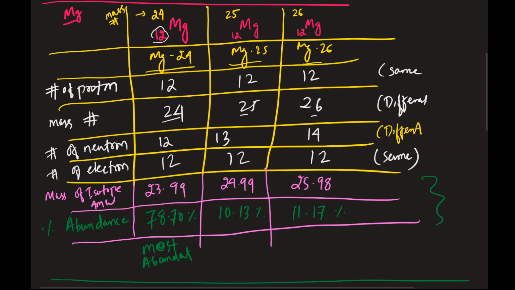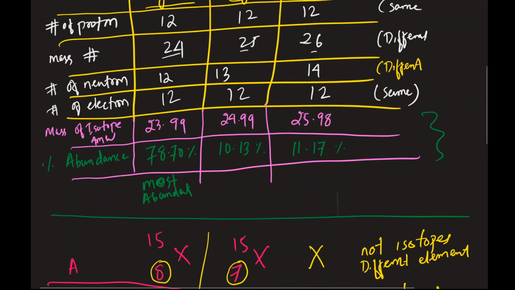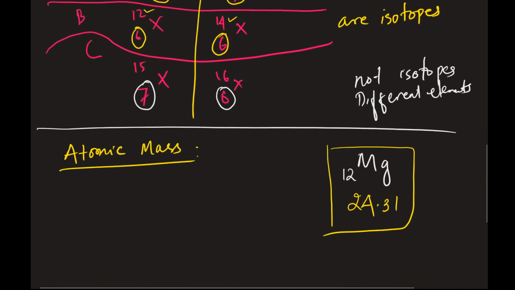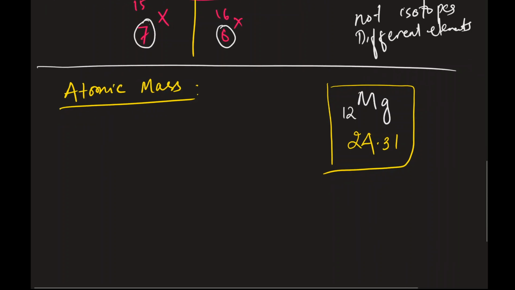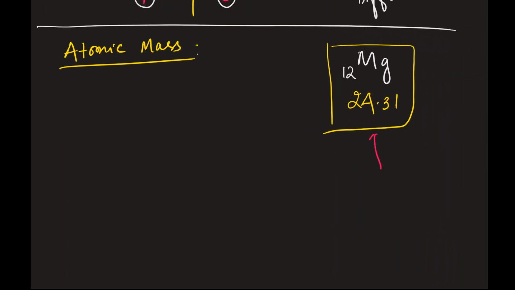So we have to find out, when we look at the periodic table, this is what you will find. If you look at any periodic table, you will find something like this. This is our symbol, this is our atomic number, and the 24.31, that's called the atomic mass. So what does this 24.31 symbolize?